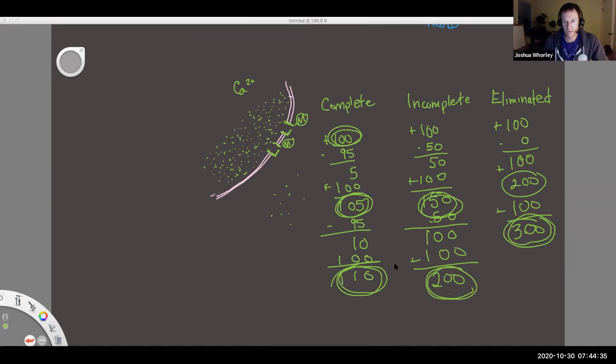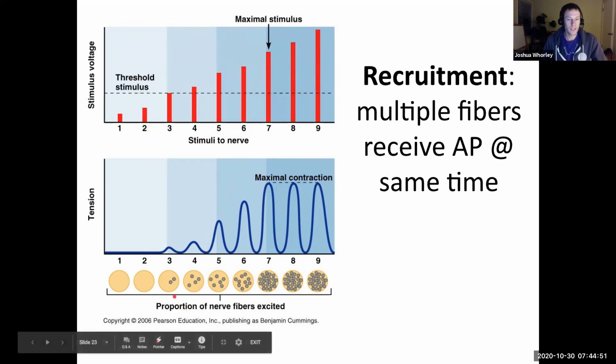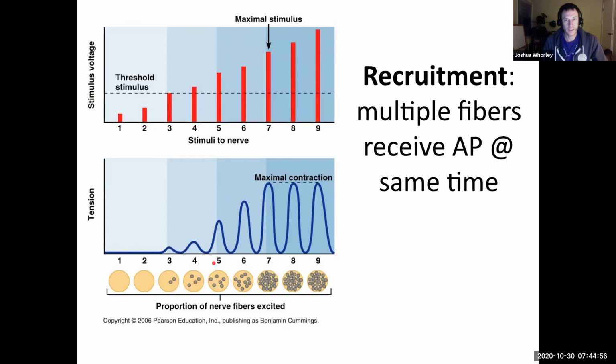Okay, pop back over here. Let's talk finally about recruitment. So recruitment just means firing multiple motor units at the same time. So this is showing if we stimulate a nerve a little bit all the way up to a lot, that changes the number of motor neurons that are excited, and then those motor neurons all communicate with a motor unit. So this is showing a progressive state of stimulation of more and more motor neurons.